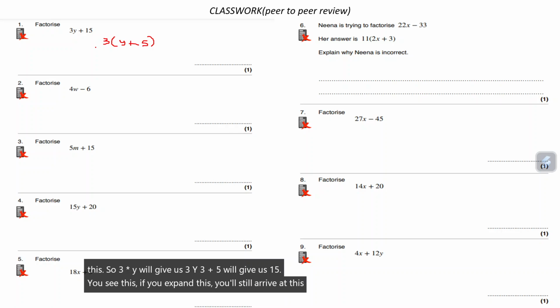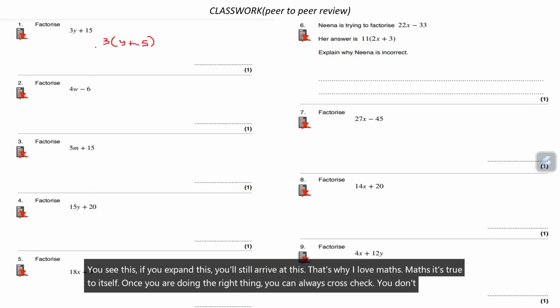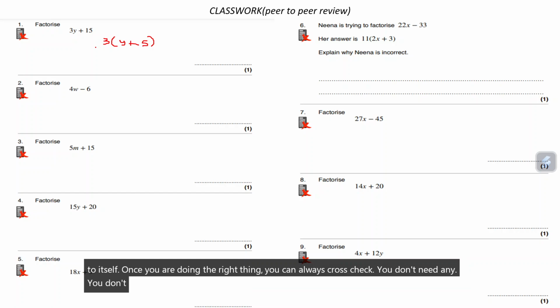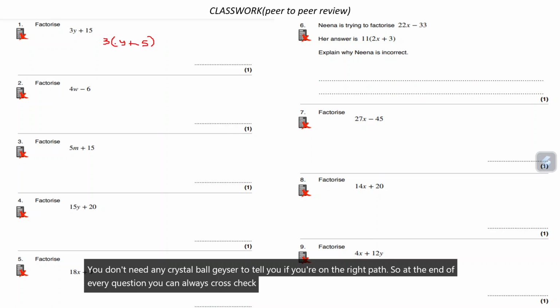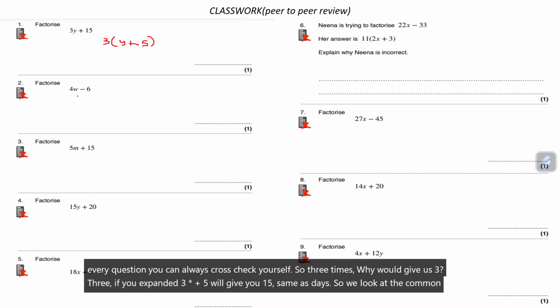That's why I love maths. Maths, it's true to itself. Once you are doing the right thing, you can always cross-check. You don't need any crystal ball gazer to tell you if you're on the right path. So at the end of every question, you can always cross-check yourself. 3 times y will give us 3y, and if you expanded 3 times 5, it will give you 15. Same as this.